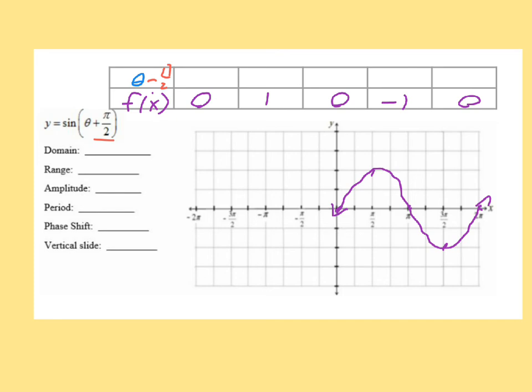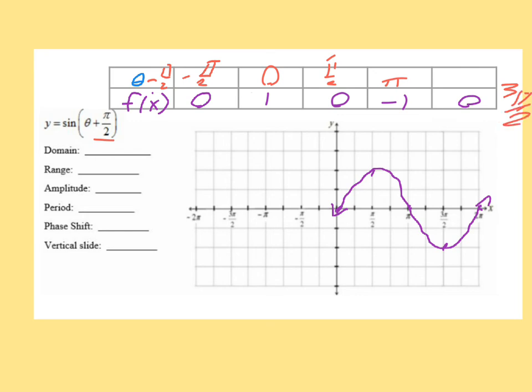So, instead of 0, we're going to end up at negative pi over 2. Instead of pi over 2, we're going to end up at 0. Instead of pi, we're going to end up at pi over 2. Instead of 3 pi over 2, we're going to end up at pi. Instead of 2 pi, we're going to end up at 3 pi over 2.